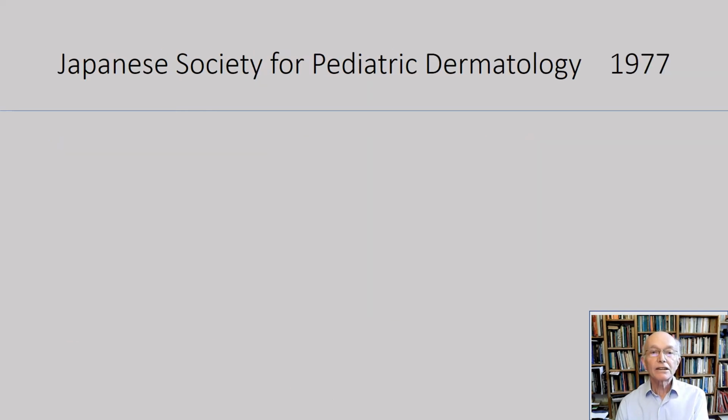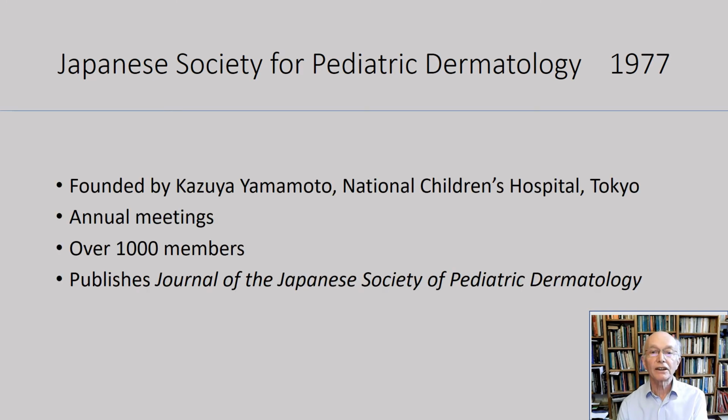The Japanese Society came soon after in 1977, initiated by Yamamoto, one of the enthusiasts who met in Mexico City in 1973. It is large and has its own journal.